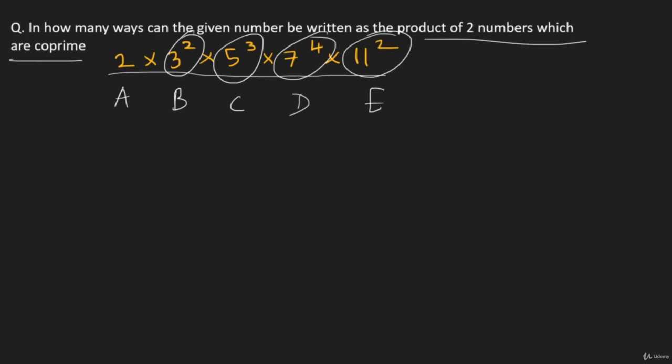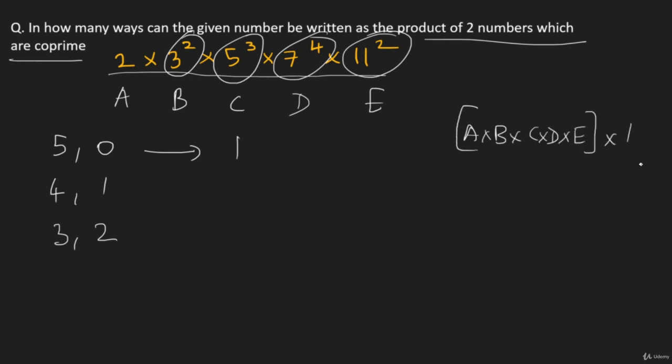And in how many ways can you divide them into groups of 2? You could have 5 and 0, right? Or you can have 4 and 1. You can have 3 and 2. And is there any other way? You can have 2 and 3, but that would be a repetition of what you have over here. And so these are just the 3 ways in which this can be done. 5 and 0 can be done only in one way, right? Because you have to put everything in one group and the other group will just have 1. So that's equal to writing A into B into C into D into E into 1. So that can be done only in one way.